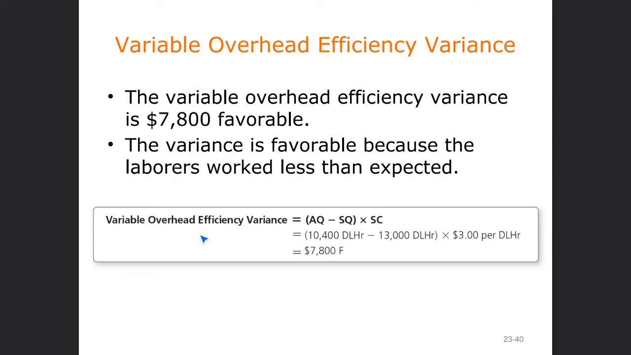Calculate the variable overhead efficiency variance. We'll take the 10,400 direct labor hours minus 13,000 direct labor hours times $3 per direct labor hour, which gives us 7,800, and it is favorable because laborers worked less than they were expected.